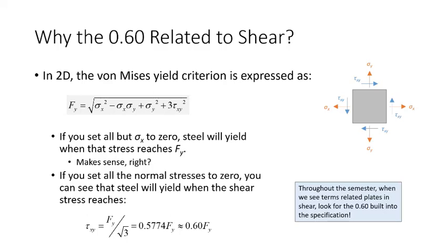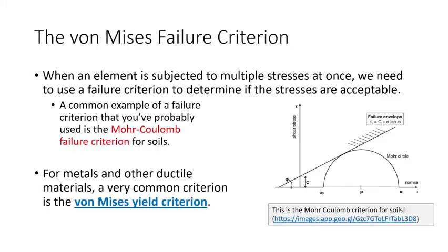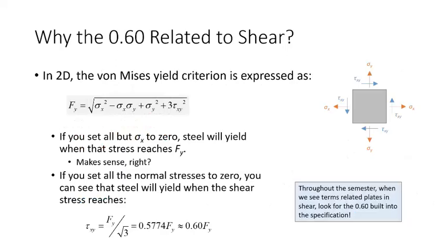Well, in 2 dimensions, here's the equation for Mohr-Coulomb. For von Mises, the equation looks like this, okay? And so basically what you're doing is you're plugging your stress state, remember your sigma x, your sigma y, your tau xy, into that, and you're basically determining how your stresses compare to Fy, right?